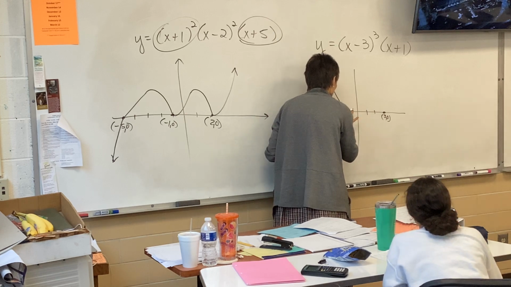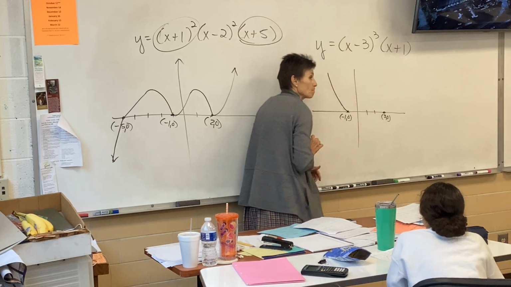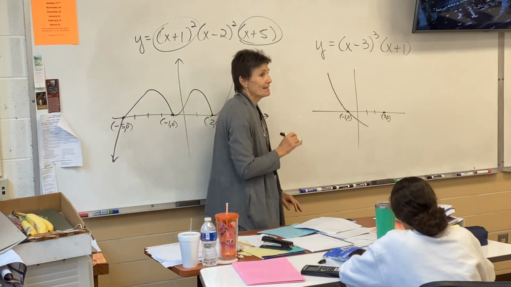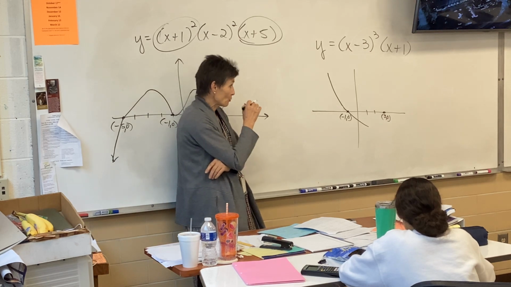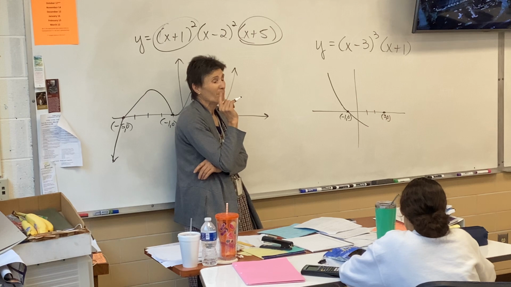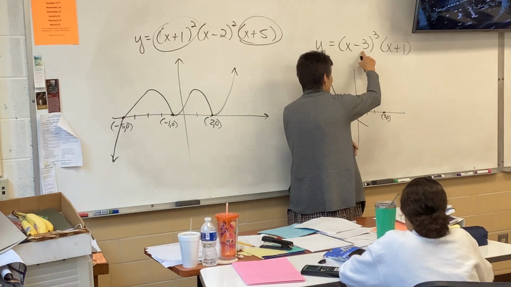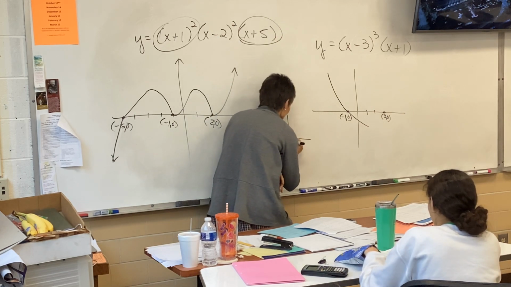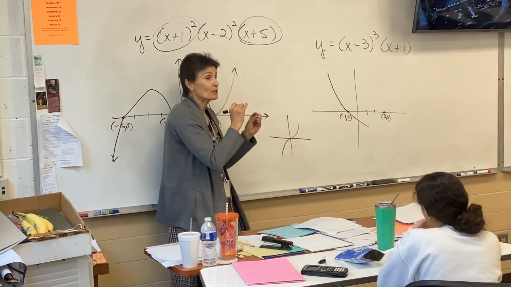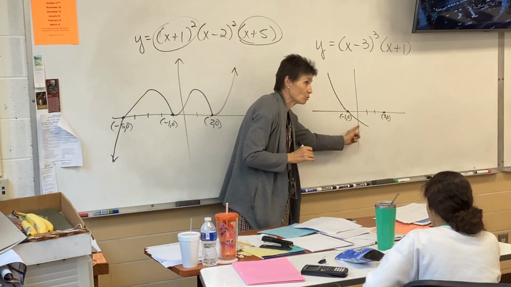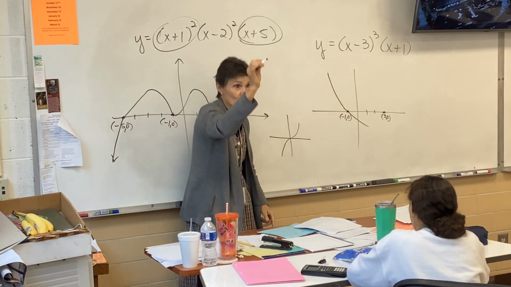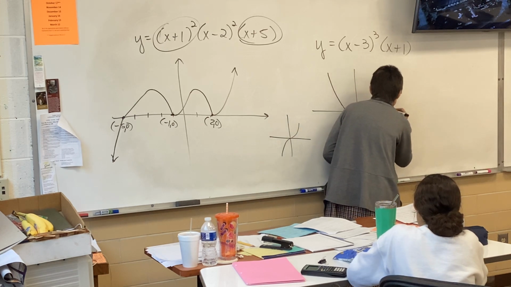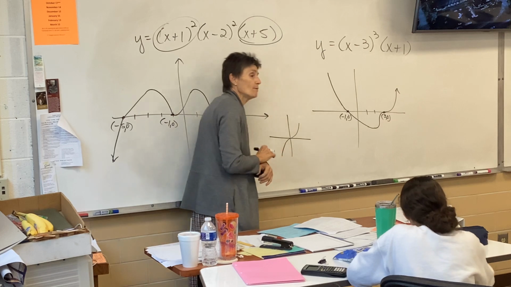Now, what am I going to do when I get to this point right here? Go down. Keep on going. So here I go. Now I'm going to turn around and connect to 3, 0. But because that factor is cubed, it's going to behave just like a cube. So it isn't going to shoot straight through, like this one did. It's going to curve its way through, squiggle its way through. So I'm going to come down, turn around, and squiggle my way through that point.